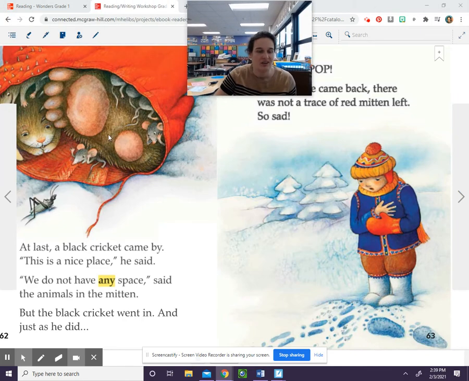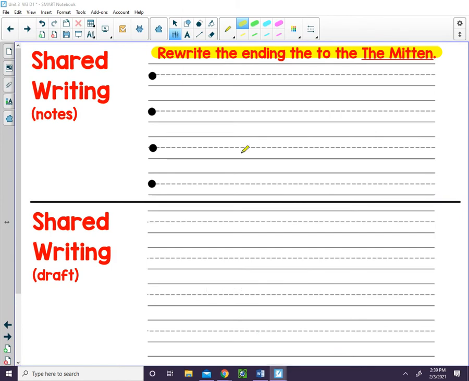I think when I look over here, here's a little cricket. Here are all the animals. They're really stuffed in there. And here's a big bear. I feel like little cricket, when he climbs in, because he's small and has little antennae, I bet he tickles the animals. And that makes all of the animals want to wiggle out. So we're going to use that idea to help us save the mitten.